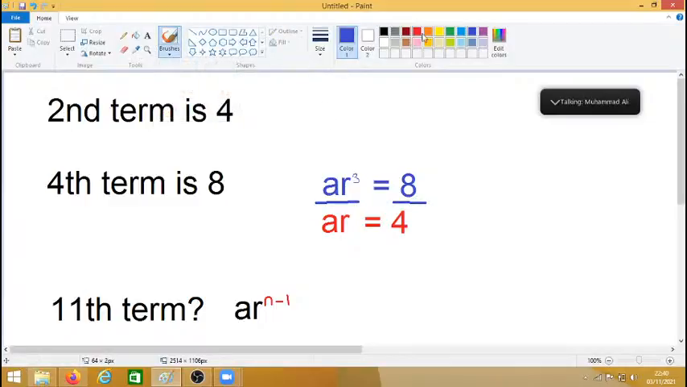So then let's do the cancelling. a on the top cancels with a on the bottom because the same number divided by itself is just 1. r cubed divided by r. Remember, r is really r to the power 1, so you take away the powers. So r cubed divided by r to the power 1 would simply be r to the power 2. And that's equal to 8 divided by 4, which is just 2.